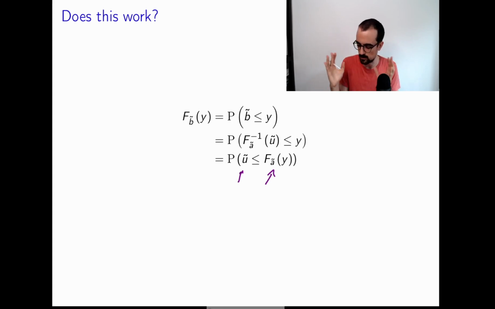I'm plugging in the CDF of y. This is strange. Don't panic. You just put c here, okay? And you call the CDF of a at y, you call it c. What would this be equal to?